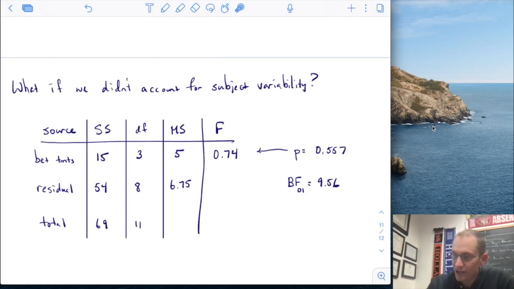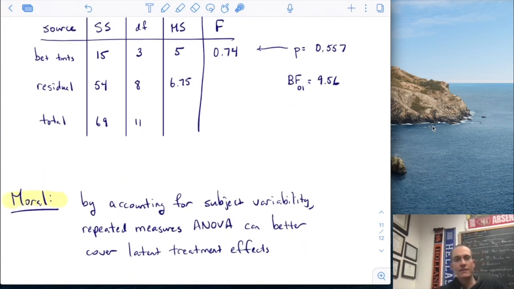And if we do this F ratio, that gives us something less than 1. It gives us 0.74, which, as you can see, is quite evidential for the null hypothesis. Same data, but I don't get the treatment effect here like I do when I account for the subject variability. So the moral of all of this is that by accounting for the subject variability, repeated measures ANOVA can better uncover these latent treatment effects that we might not be able to see if we didn't do this.